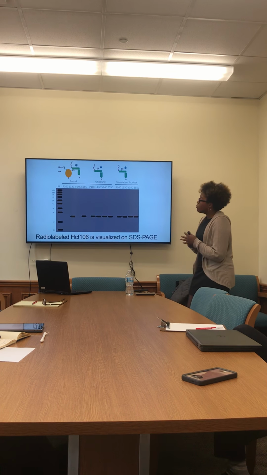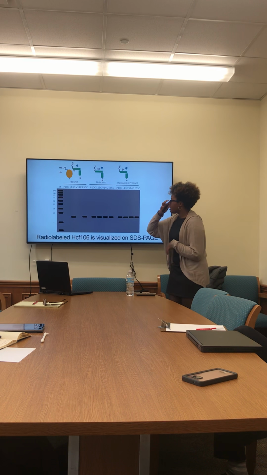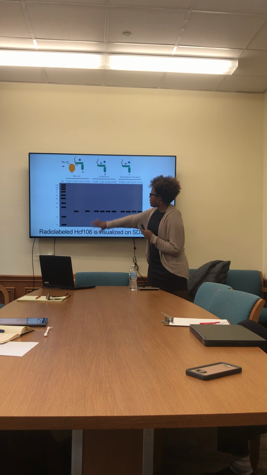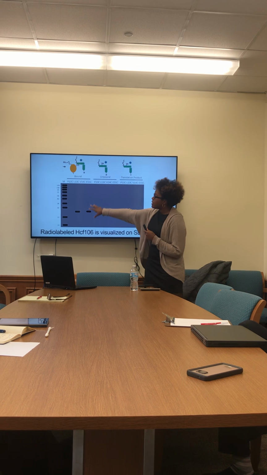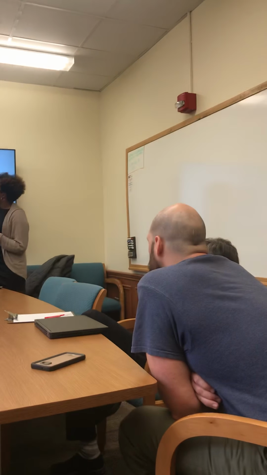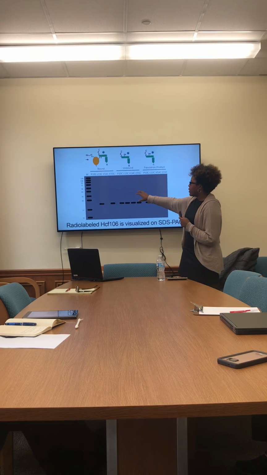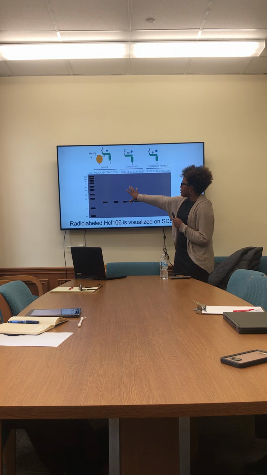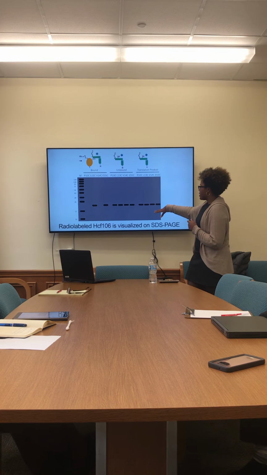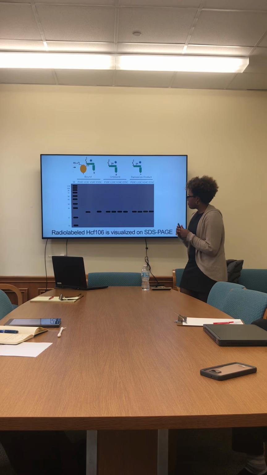On SDS-PAGE, I'll only see HCF106. That's the only thing that's radiolabeled. So I would hope to see something like this. In this first section, I would hope to see the cross-linked product that I would get from the nickel column by pulling down the precursor. Then, to make sure that I have HCF106 in my sample, I would take whatever was washed off the column to make sure it's still present. Then I also have the translation product to make sure that HCF106 was translated.